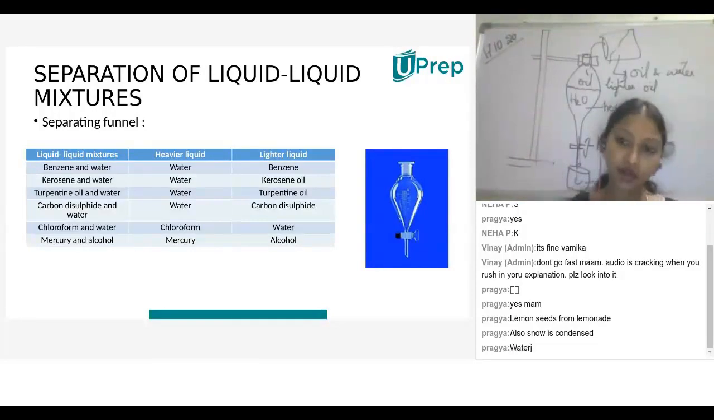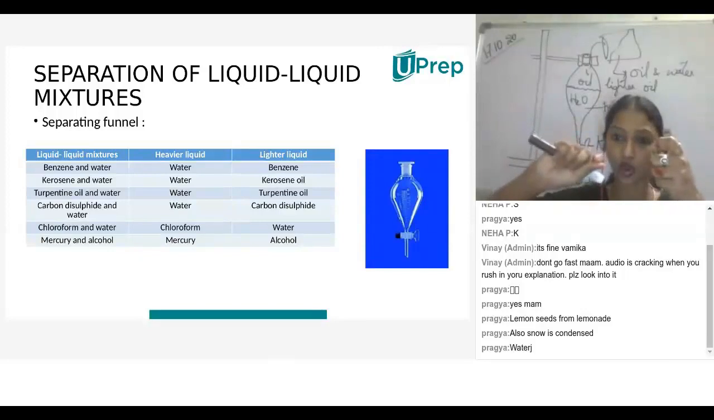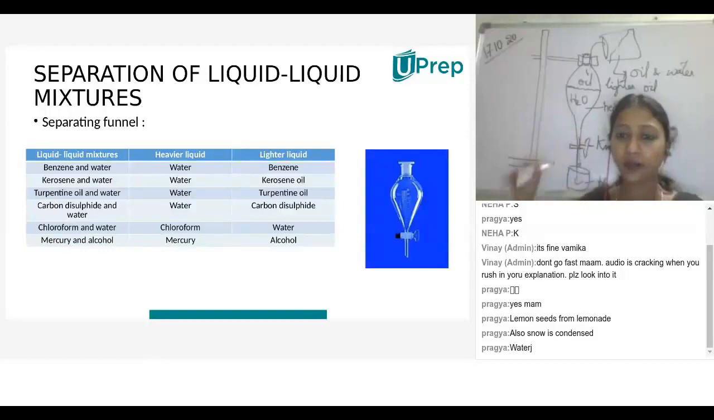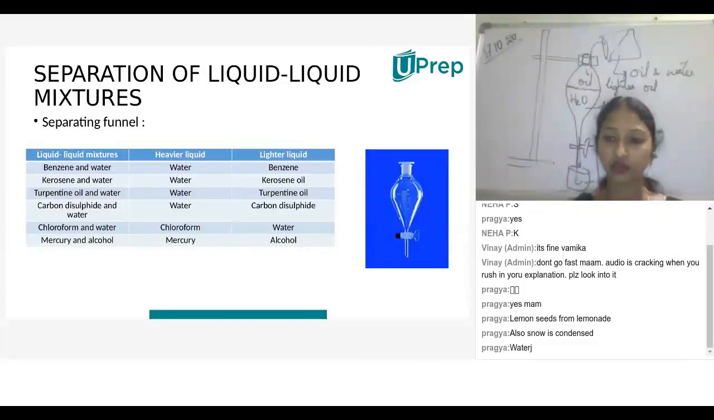minutes. After a few minutes, by visual effect we can easily see that two different layers are observed. When these two different layers are observed, I don't want this water. Because it is heavier, obviously when the density is heavier, it is present at the bottom. I just open the knob so that I can immediately separate the water. So what will be the leftover? What will be the leftover? Yes, water.